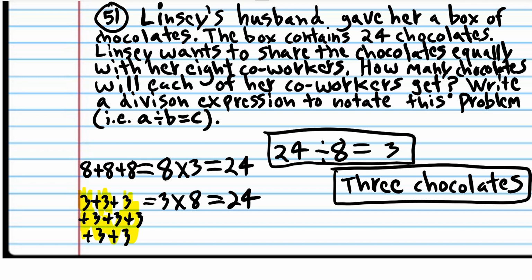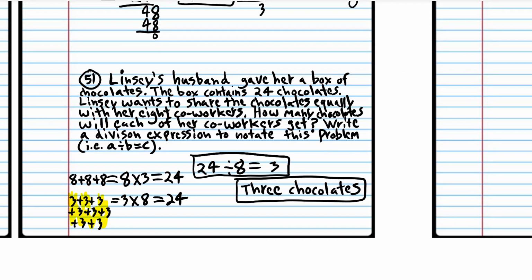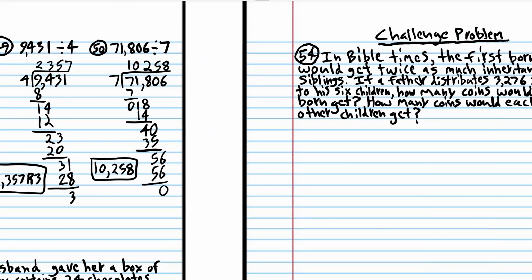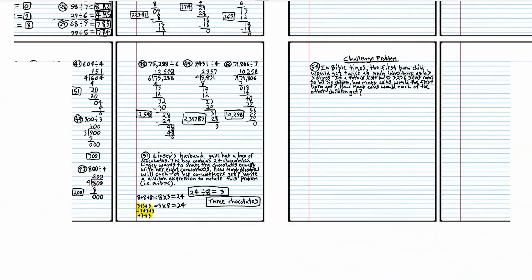So again, you don't really have to know that. You don't really have to think about the commutative rule of multiplication. All you have to do is just take 24 and divide by 8. All right.